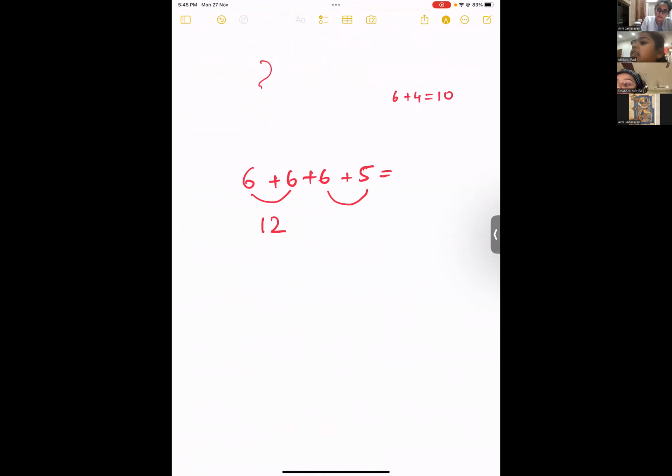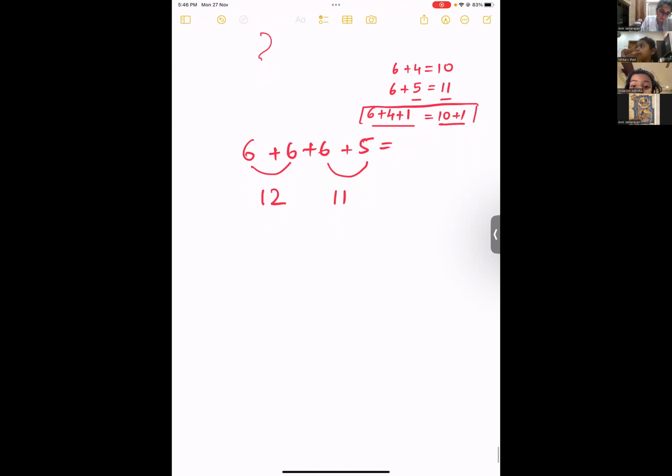We know 6 and 4 is a 10. Listen. We know 6 and 4 is a 10. Henna? Yes, ma'am. Now, 5 is 1 more than 4. So here its answer should be 1 more than 10. Right? It's 11. 6 plus 4 plus 1, you have added something on the left hand side, so you will add something here also. Did you understand this? Yes. So now 6 plus 5 becomes 11. Now, how should I calculate?